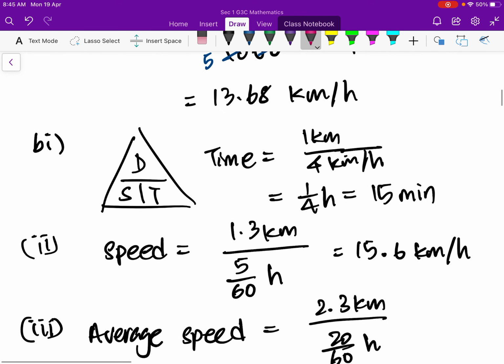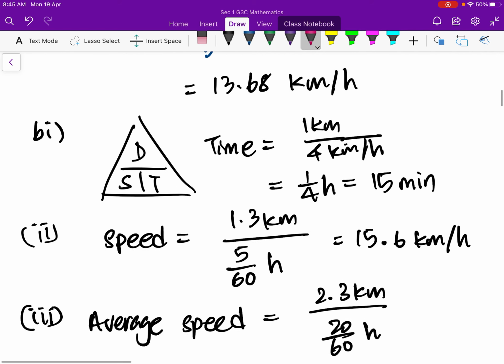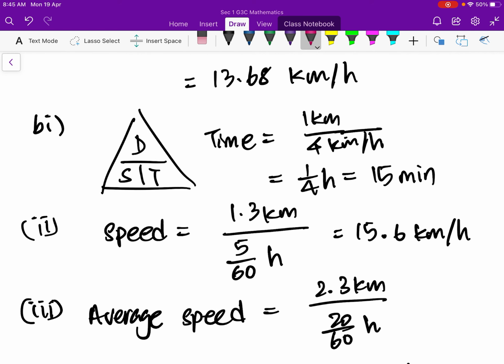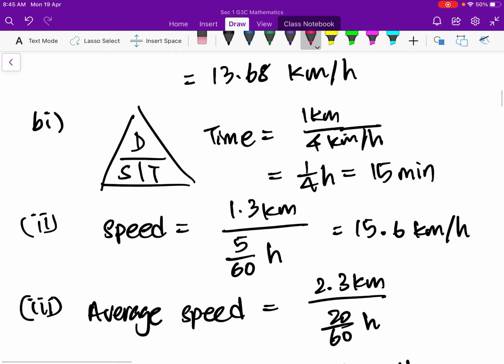Okay, now B part 1. Average, he walks 1000 meters, so distance settled. Average speed 4 kilometers per hour. Then run 1.3 kilometers in 5 minutes. Okay, time taken to walk the 1000 meters. So time, distance divided by speed.